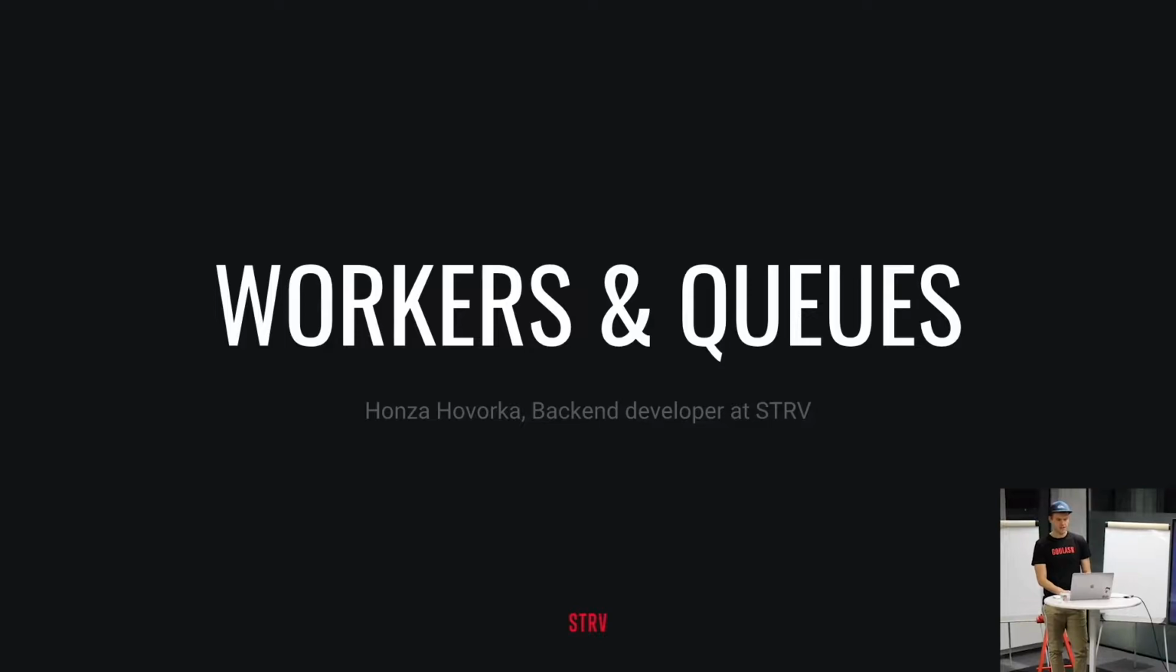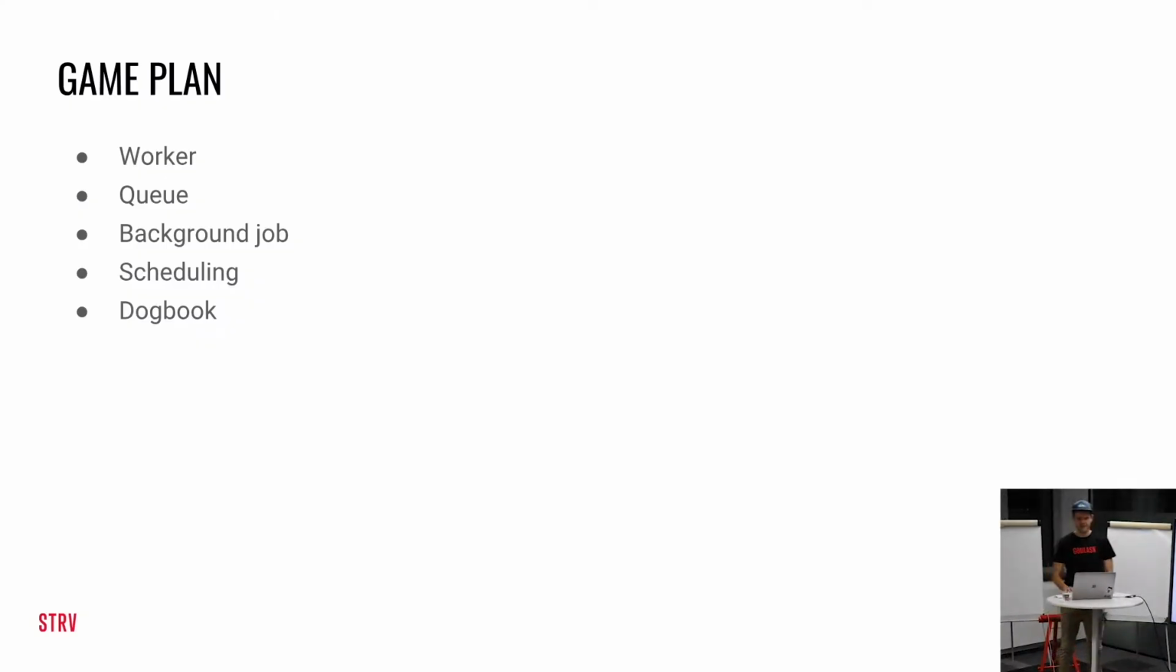So actually, let's start with the game plan. First we will be talking about worker, then queue, and background job. It should also be part of the name of this presentation because it's at the same level as the workers and queues. Then we will be talking about scheduling, and at last we start live coding on our Velvet notebook.